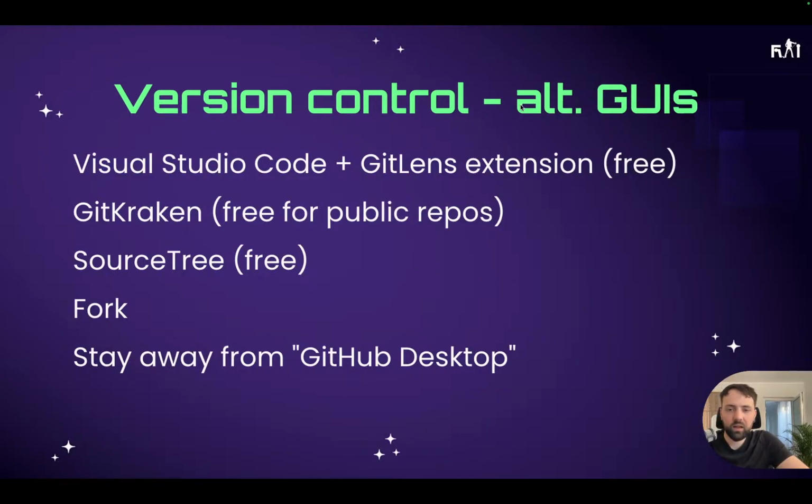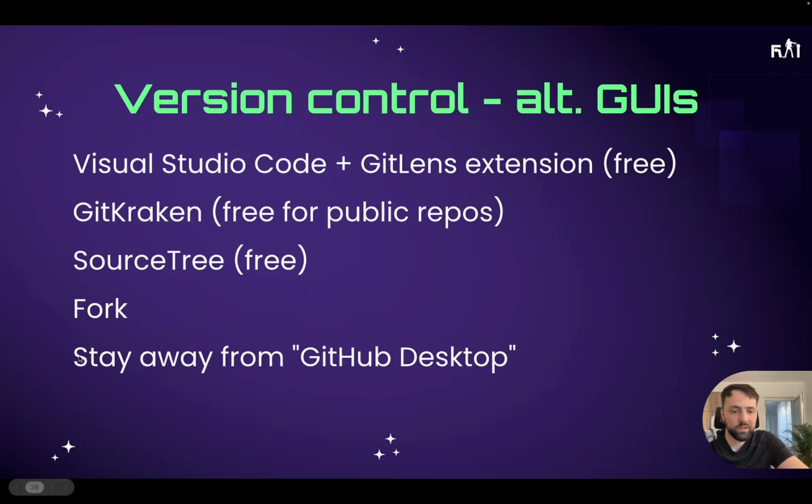And yeah, alternative GUIs: Visual Studio Code plus the GitLens extension, which are free, which I've shown you. There's also GitKraken, free for public repos only. So if you want private repos, you have to pay. But it's nice, I used it at some point. Sourcetree is free, it's completely free. It's a bit simpler, last time I checked it, so it's not like a smart git. And Fork as well, I don't think it's free, but it's awesome as well.